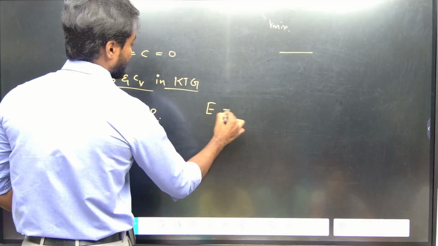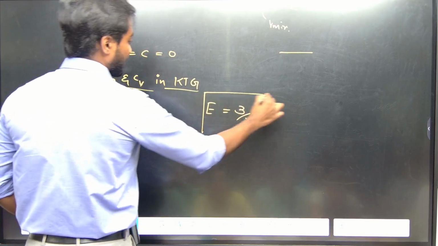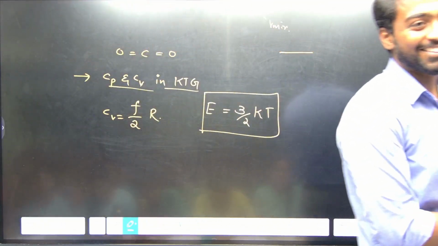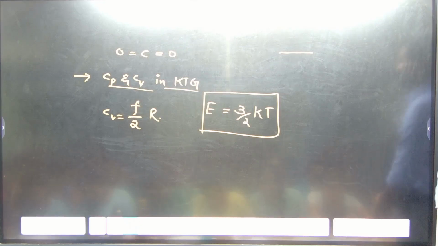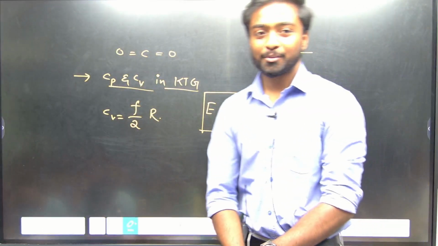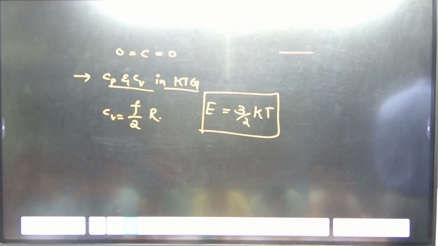E is equal to 3 by 2 KT. Have you seen this formula before? Write down. What is K? Boltzmann constant. Yes, K is Boltzmann constant. So what is E? Energy.